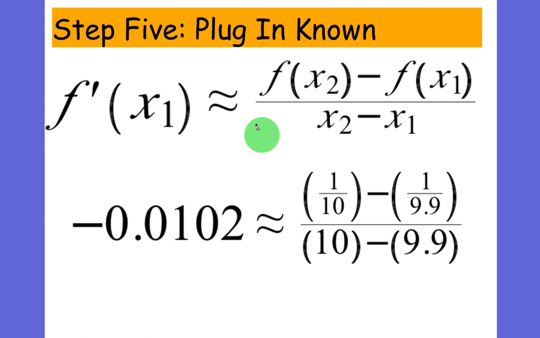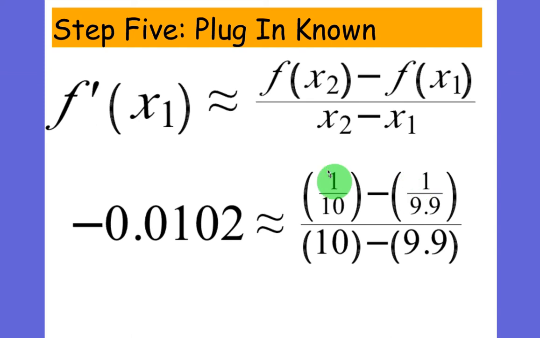Okay, so let's just plug in everything we know. We just figured out f prime of x1 over here on the left. We already know x2 and x1. We just need to figure out the change in f here: 1/10 minus 1 over 9.9.